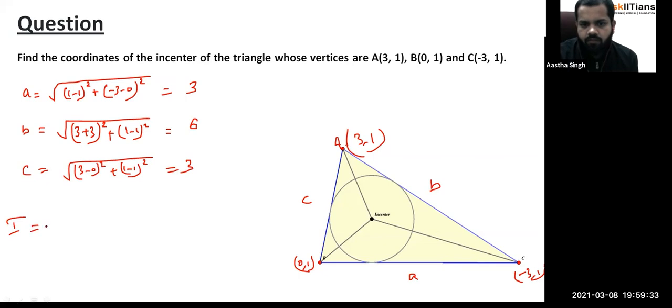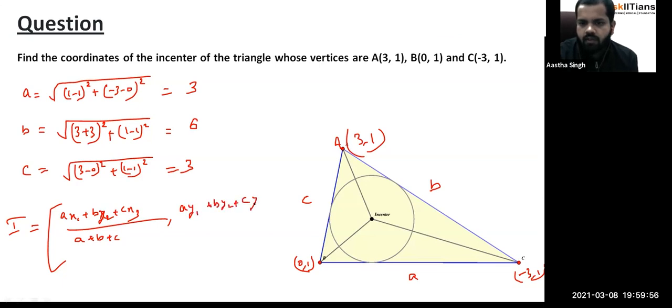So the incenter will be a x1 plus b x2 plus c x3, over a plus b plus c, and a y1 plus b y2 plus c y3 over a plus b plus c. a is 3 and x1 is 3, so this is 9. b is 6 and x2 is 0, so 0. c is 3 and x3 is minus 3, so basically minus 9.